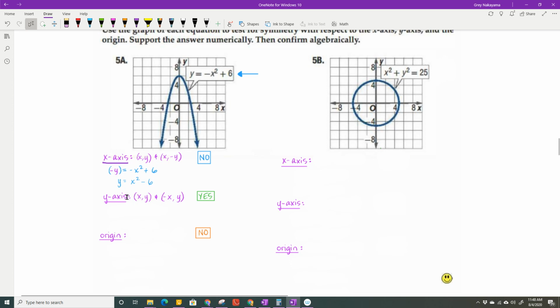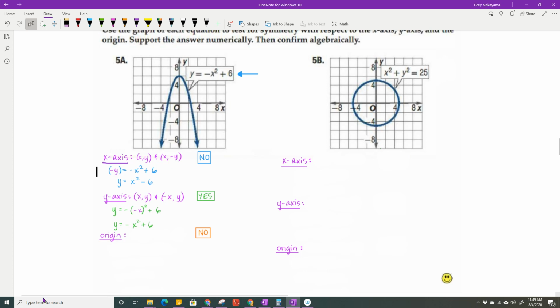Okay, if it has y-axis symmetry, then I'm going to have an x and a negative x. So I'm going to plug negative x into this equation and see if I get the same thing when I simplify it. So the first step, plug in negative x, and negative x squared is x squared. So when you simplify it, it becomes that. And that equation is the same as my original equation.